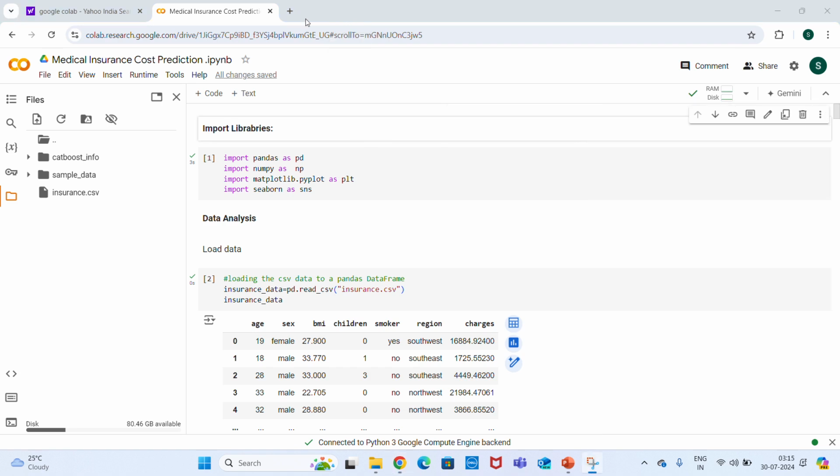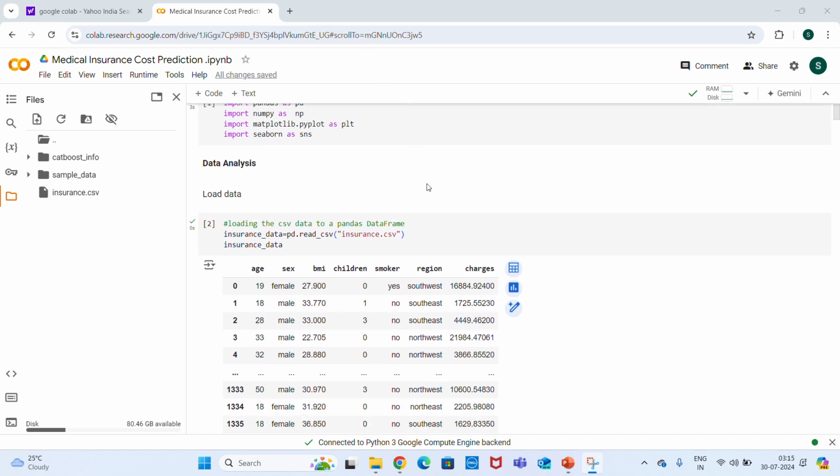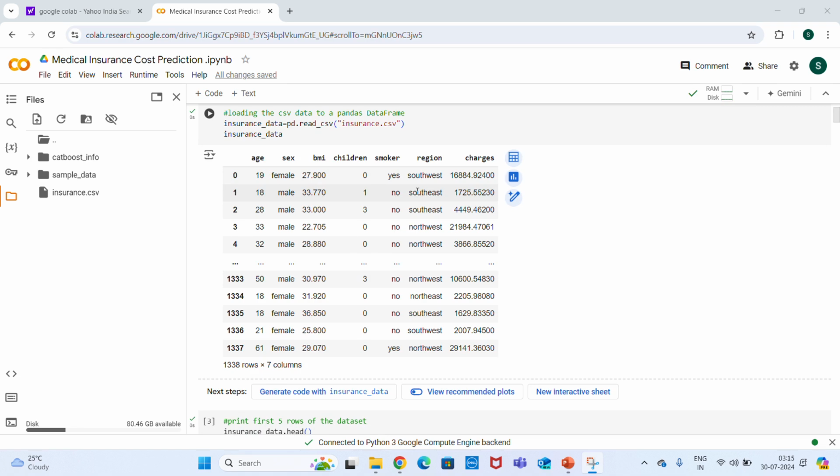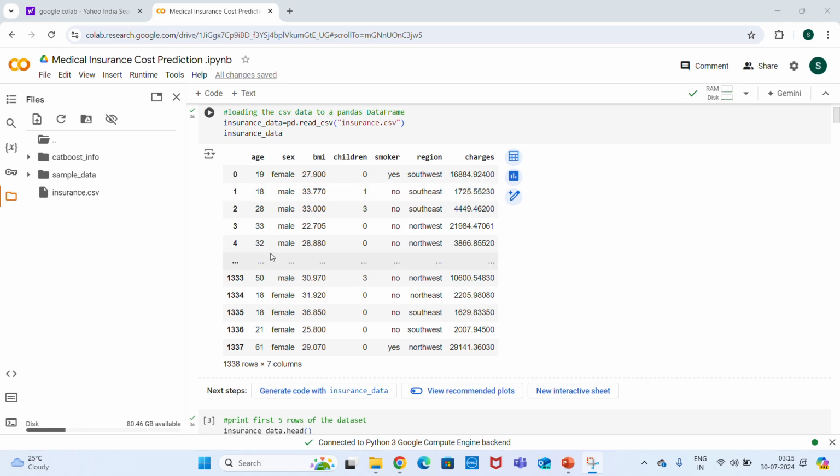Importing libraries. The code starts by importing necessary libraries such as Pandas, NumPy, Matplotlib, and Seaborn for data manipulation, analysis, and visualization. So, loading and analyzing the data. The insurance dataset is loaded into a Pandas data frame. The first and last few rows of the dataset are displayed to get an overview.